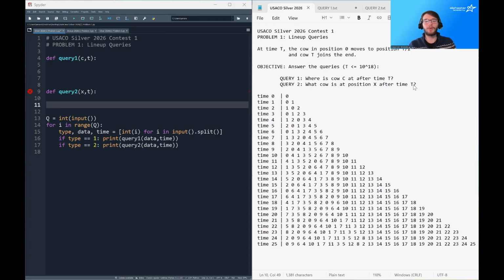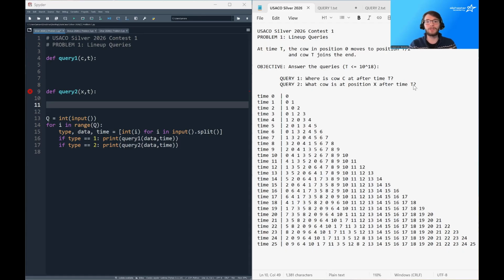In this question, we are given a long line of cows, and at every moment in time, the first cow jumps halfway through the line of cows, and a new cow joins the end of the line. And we want to be able to answer two different types of queries about this long line of cows.